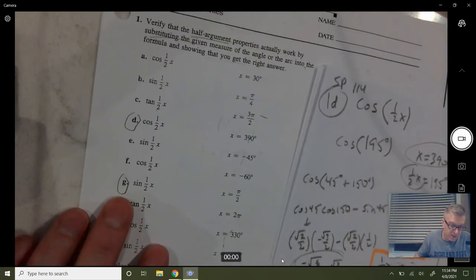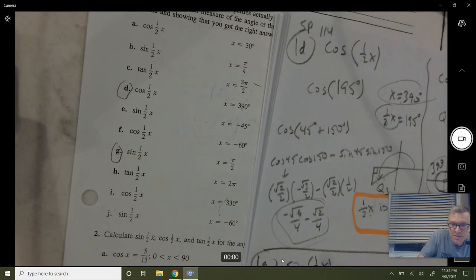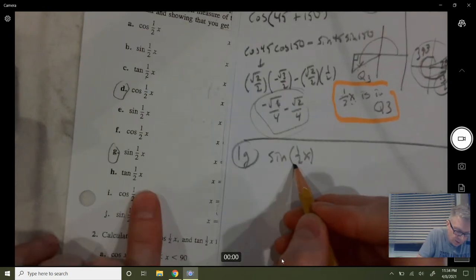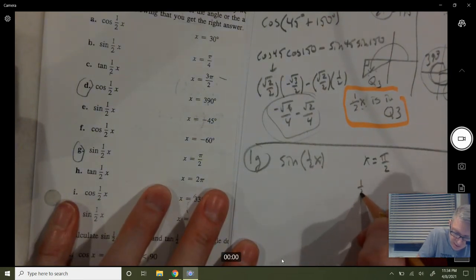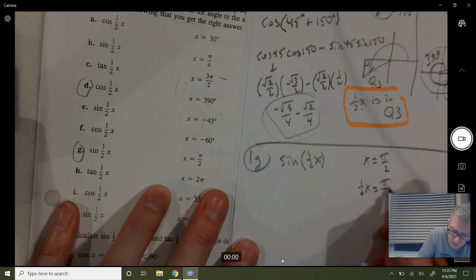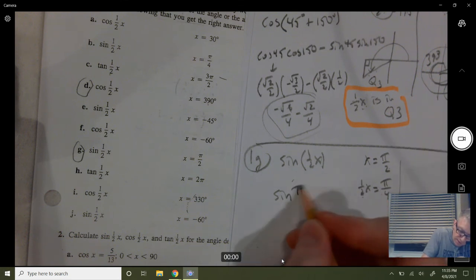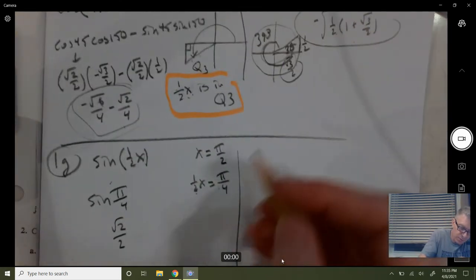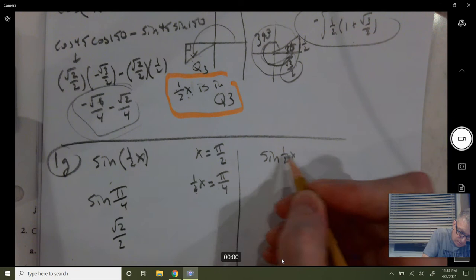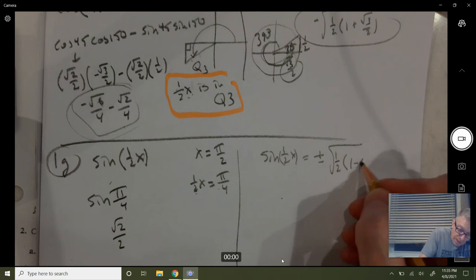Okay. Now this next one, 1G, is a little easier to do, because we've got sine of 1/2 x, where x is pi over 2. So 1/2 x would be half of that, or pi over 4. Okay, so we're going to first do this directly. Sine of pi over 4 is rad 2 over 2. That works out nicely. Now let's use the formula for sine of 1/2 x, which is plus or minus the square root of 1/2 times 1 minus cosine x.